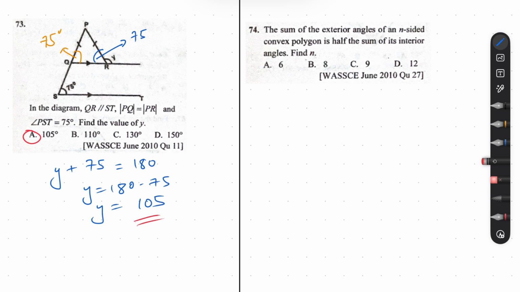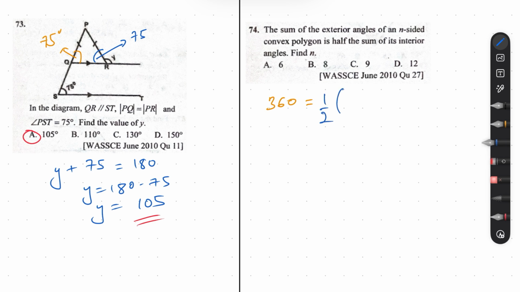The question says the sum of the exterior angles of an n-sided convex polygon is half the sum of its interior angles. Find n. So what this means is that the sum of exterior angles of the polygon is half the sum of its interior angles. So we know that the sum of exterior angles of a polygon is 360. And we've been told that it is half the sum of its interior angles.